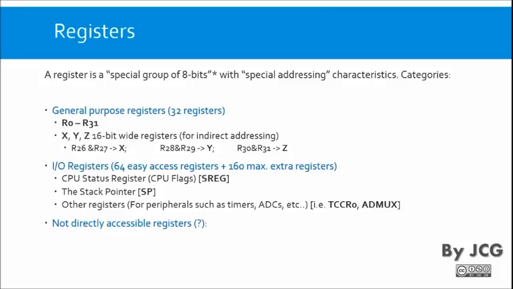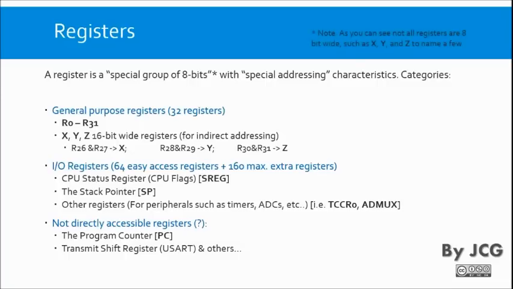And we also have some other registers for peripherals such as timers, ADCs, etc., which we will cover when we talk about specific peripherals in other videos. About the not directly accessible registers, we have, for instance, the program counter, which we will be covering in this video. The transmit shift register is another example. This register is for communication. As you can see, not all these registers are 8-bit wide, such as X, Y, and Z. Also, the program counter is not an 8-bit wide register.